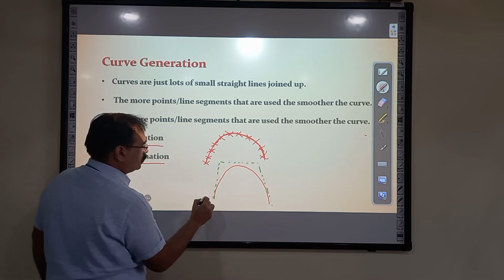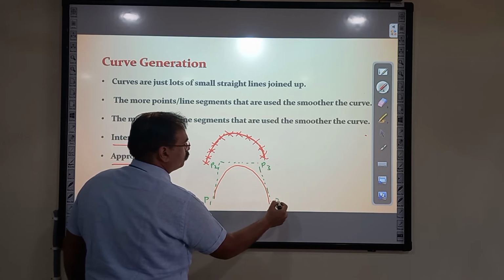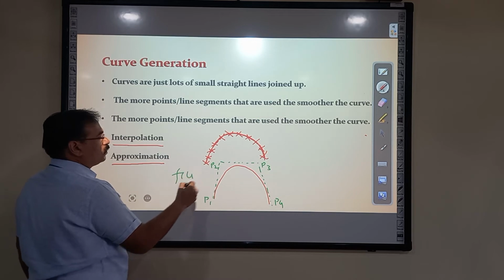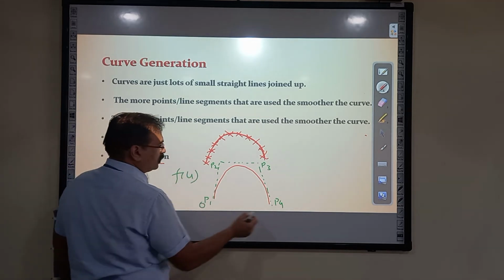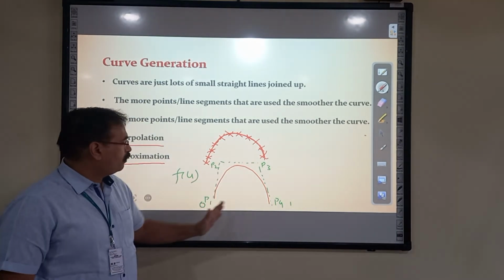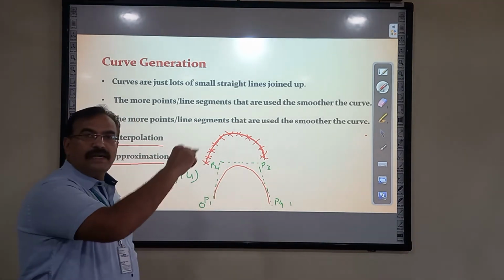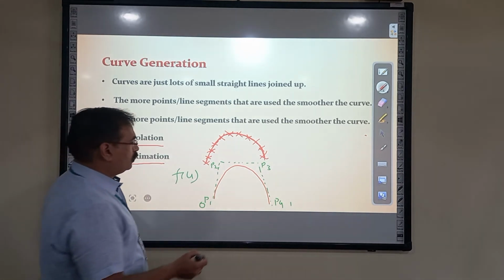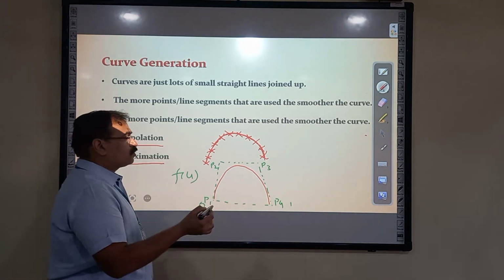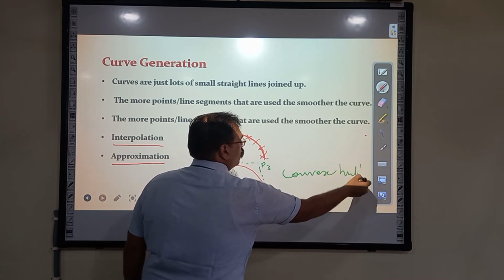Let us say that P1, P2, P3 and P4, where all of them are functions of u. Okay, this is going to hold the value of u as 0, this is going to hold the value of u as 1, and the curve lies between 0 and 1. But this green portion is the guiding polygon for this curve. Of course, it will be closed. Guiding polygon for it, and it is also called the convex hull. We will come to this.